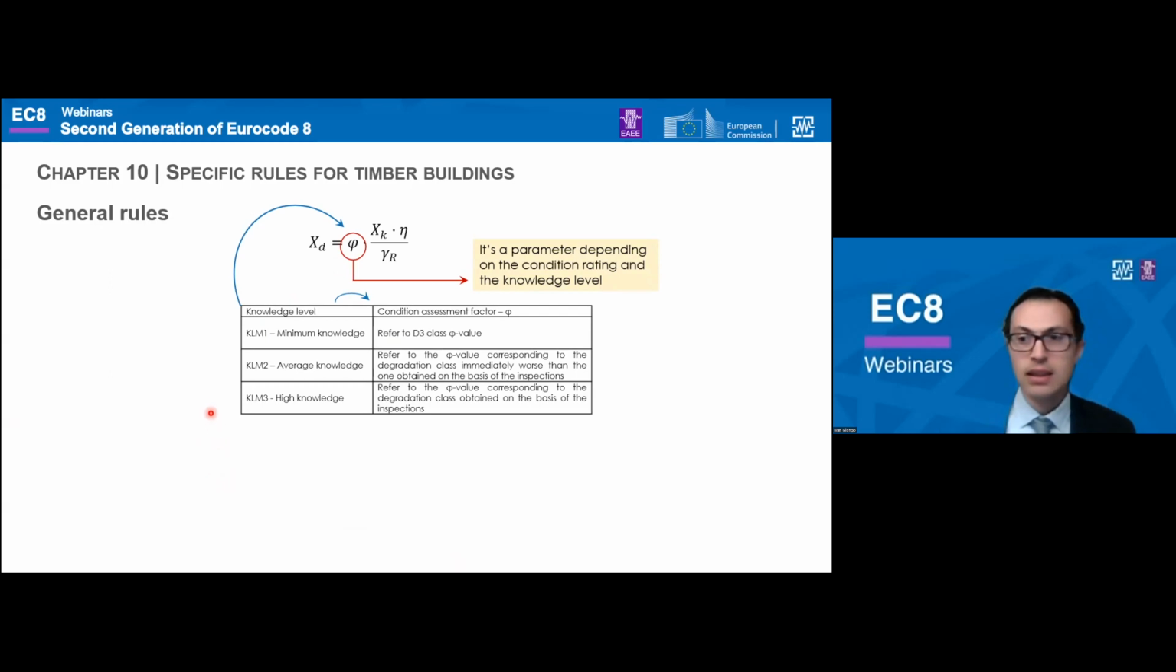And as you can see, when the knowledge level is minimum, we take the phi factor that corresponds to the worst degradation class among three. So we have three degradation classes, D1, D2, and D3. And if we reach an average knowledge level, then we take the phi value corresponding to the degradation class immediately worse than the one obtained on the basis of the inspection. And instead, if the knowledge level is high, then the factor is that of the condition rating resulting from the on-site inspection.